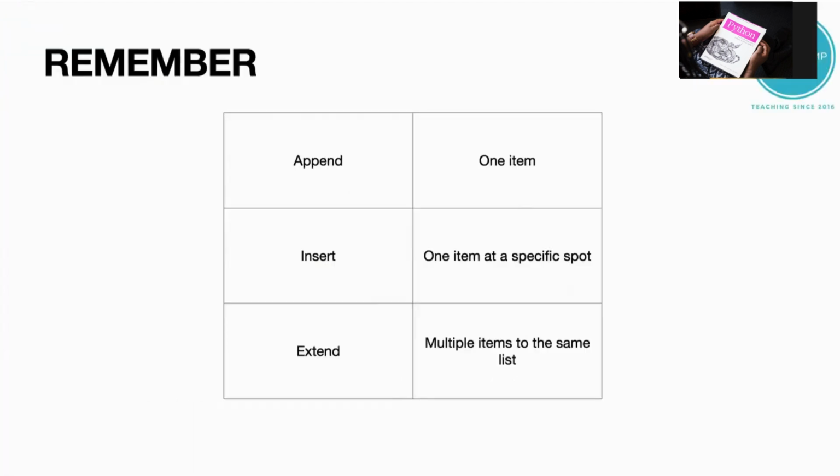So this is a small table to help you remember. Append is used to add one item. Insert is used to add one item at a specific spot. And extend is used to add multiple items to the same list.